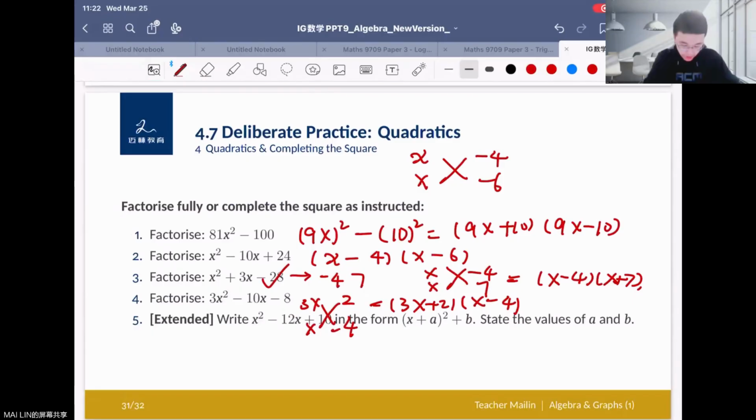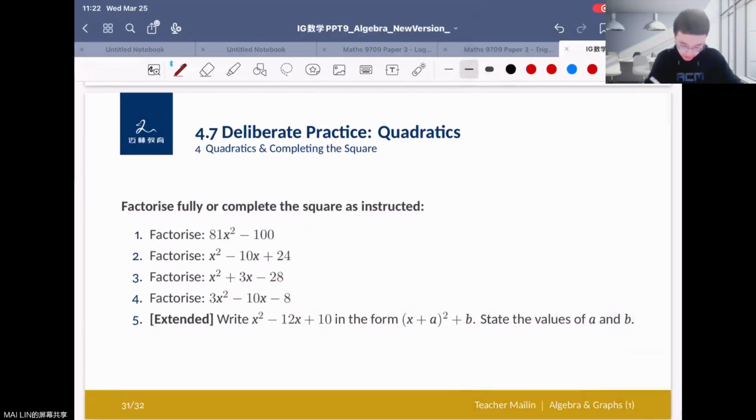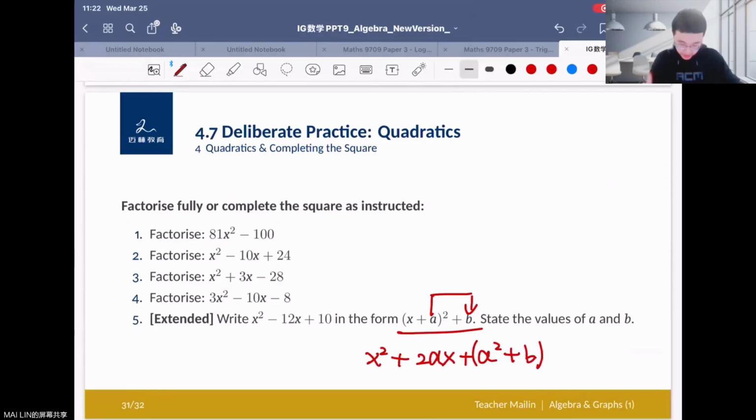For the fifth problem, write x squared minus 12x plus 10 in the form x plus a squared plus b. First you can try to expand x plus a squared plus b. You can write it as x squared plus 2ax plus a squared, and then plus b. This is the method.